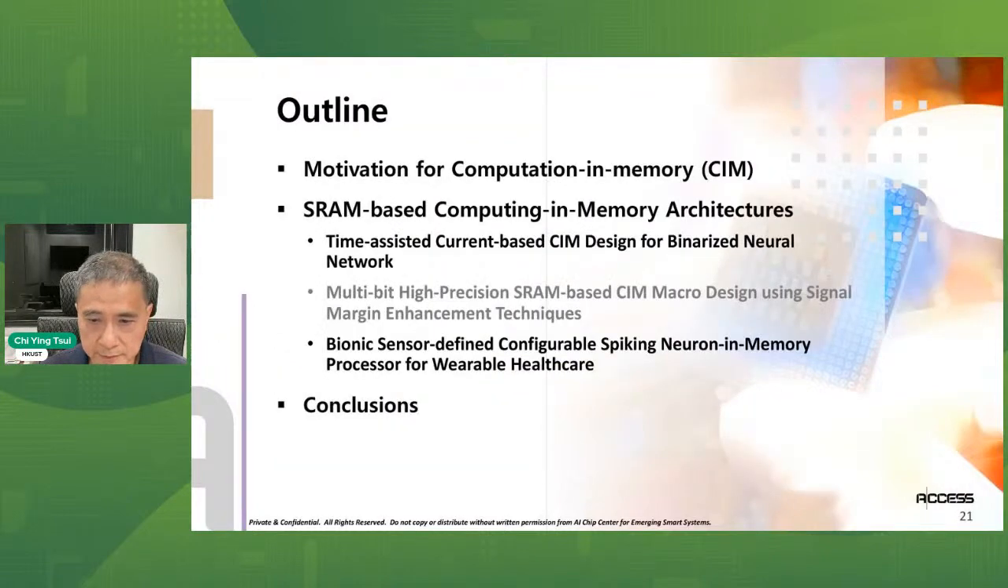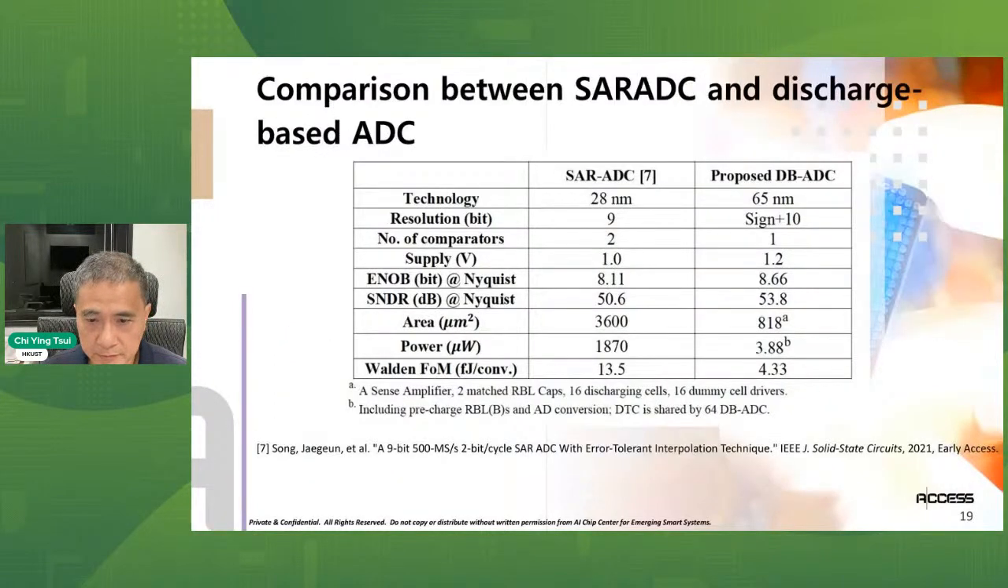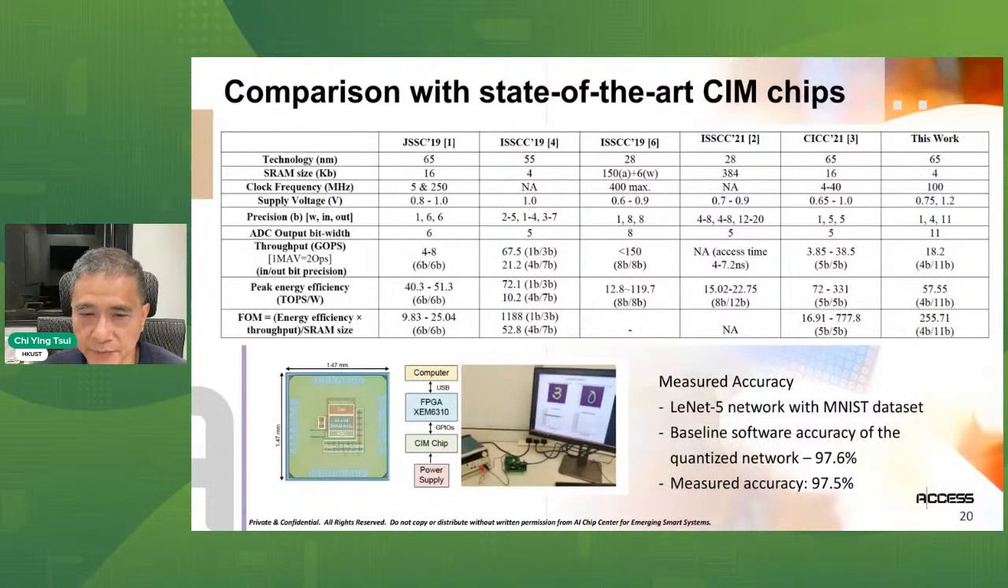We fabricated the chip in 65 nanometers, did the measurements, and compared with some of the existing approaches. We can achieve the highest output bit width, about 11 bits for the output, and also very good energy efficiency and FOM compared with other designs.